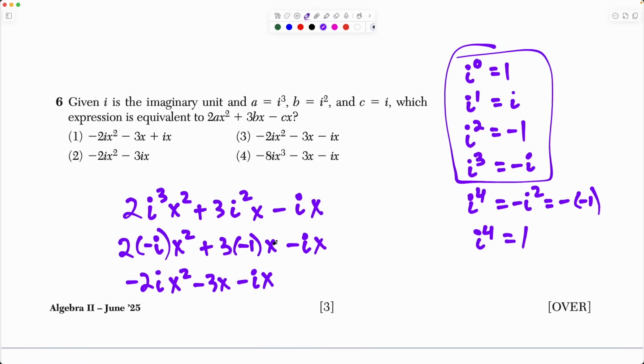And then from here, what we're going to do is we just scan the answer choices. So we have minus 2i x squared, minus 3x, and not plus ix. So this one is out. That was almost this one. It looks like choice 3.